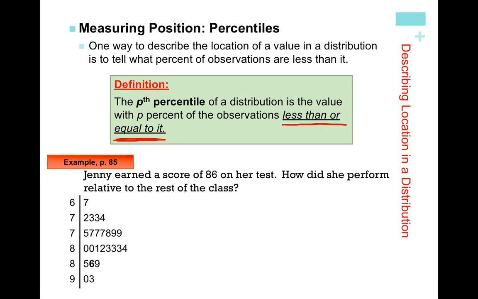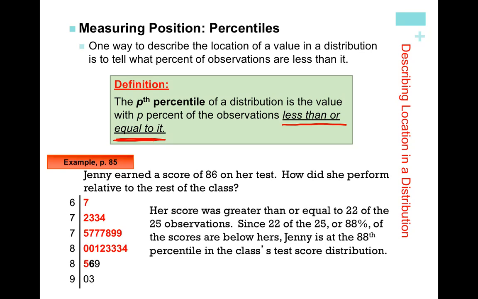So we can figure out how many students scored less than her. And so her score was greater than or equal to 22 of the 25 observations. So just by counting those up, and then 22 of the 25 is 88%. So she's at the 88th percentile of the class test score distribution.